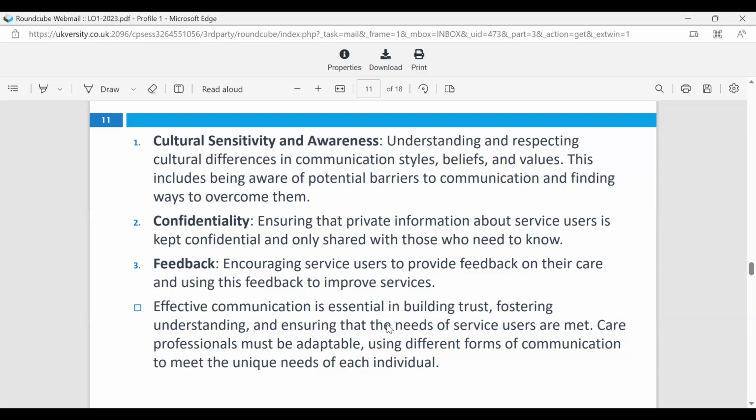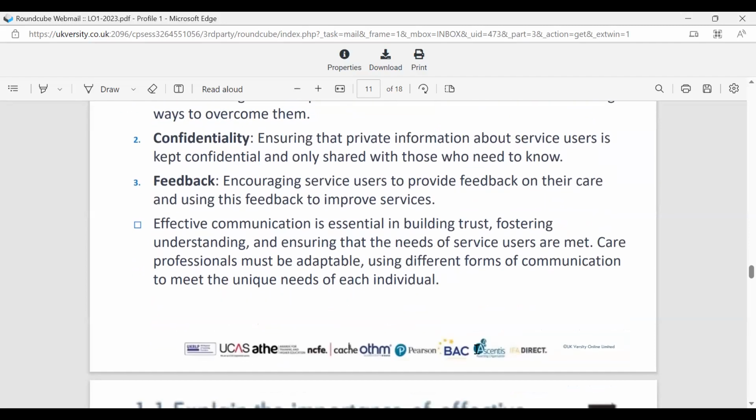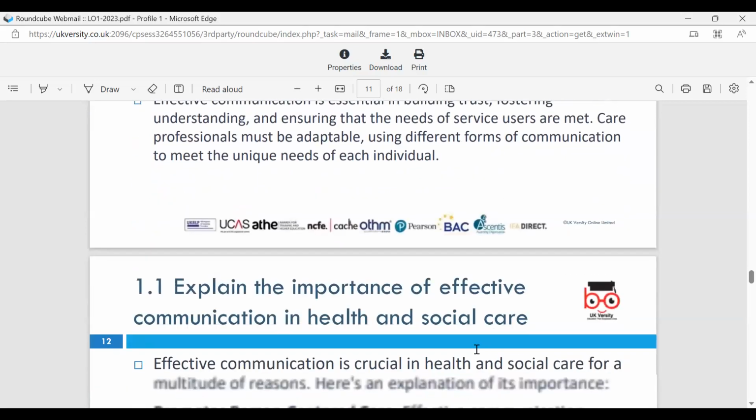Feedback, encouraging service users to provide feedback on their care and using this feedback to improve the services. Effective communication is essential in building trust, fostering understanding and ensuring that the needs of service users are met. Care professionals must be adaptable, using different forms of communication to meet the unique needs of each individual. So not every person is the same and they need different forms of communication.